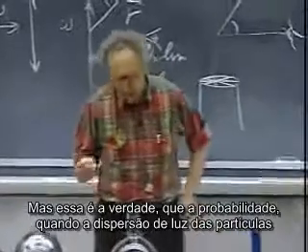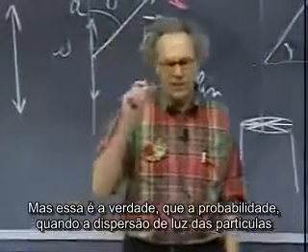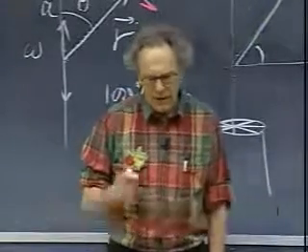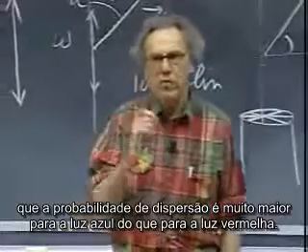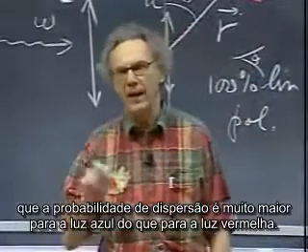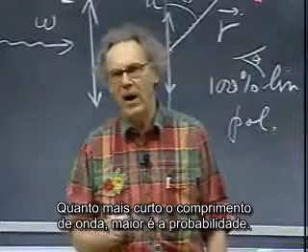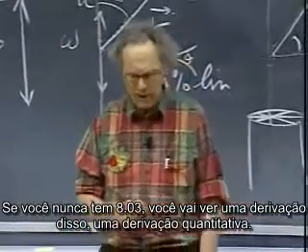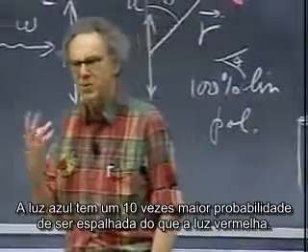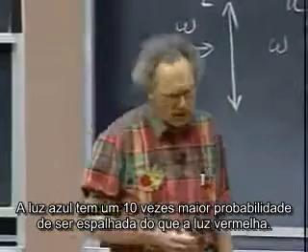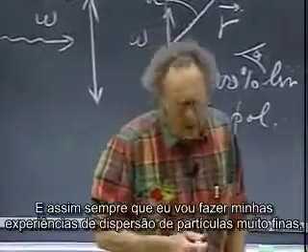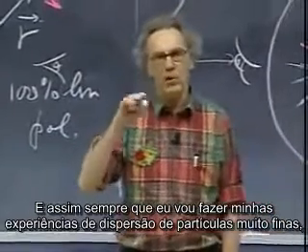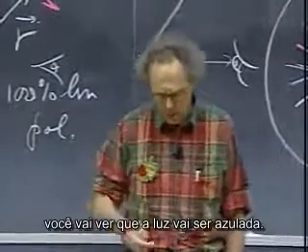But the fact is that when you scatter light off very small particles, tenths of a micron or so, dust particles, the probability of scattering is way higher for blue light than for red light. The shorter the wavelength, the higher the probability. If you ever take 803, you're going to see a quantitative derivation of that. Blue light has a 10 times higher probability to be scattered than red light. And so whenever I do my scatter experiments on very fine particles, you will see that the light is going to be bluish.